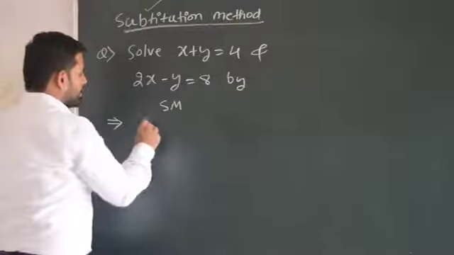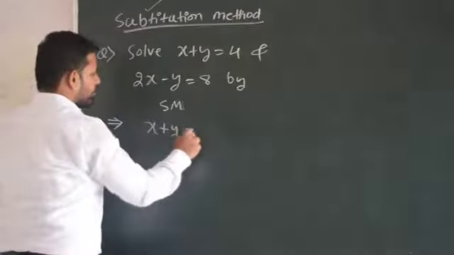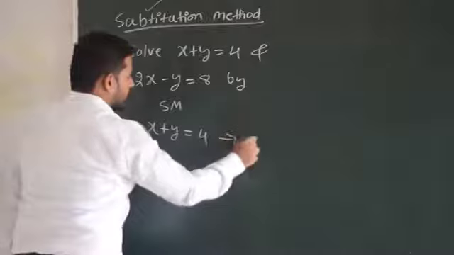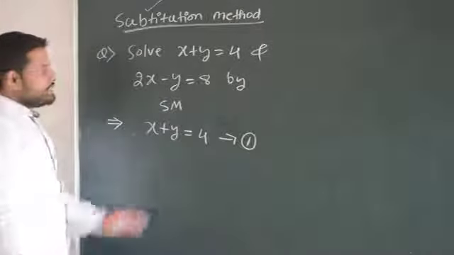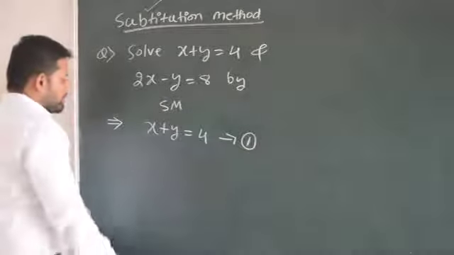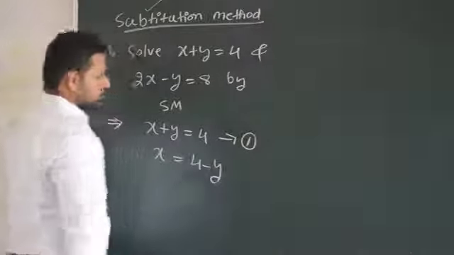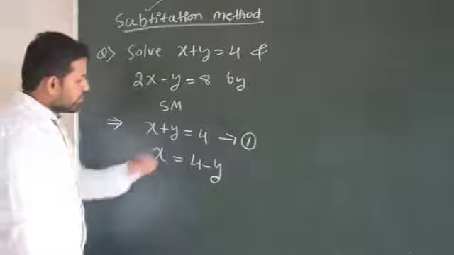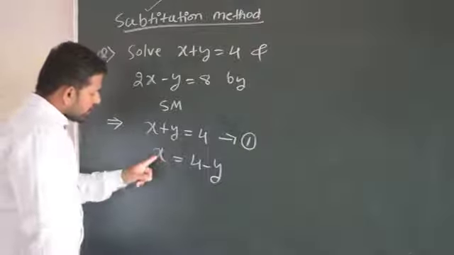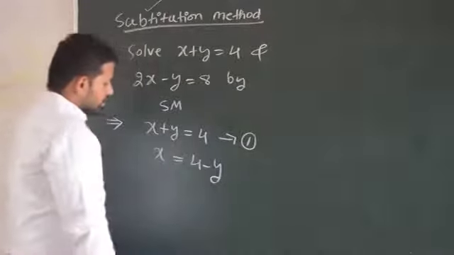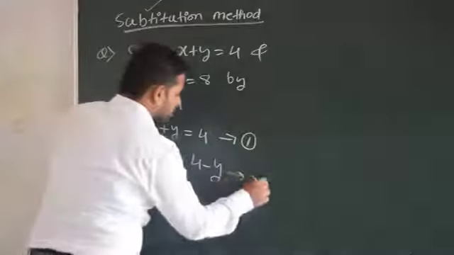Now this first equation you have to take, x plus y is equal to 4. Call it equation number 1. Is it clear? Now from this, can I write x is equal to 4 minus y? Yes or no? So x I have written here, y I am sending that side, so it becomes 4 minus y, no? So I am going to call this equation number 2.